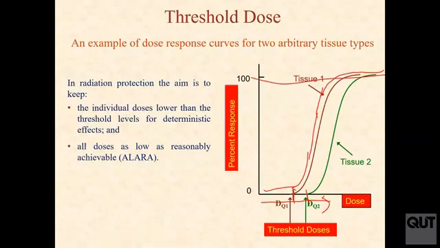Now this is tissue dependent, so we have, for example, here tissue 1 and tissue 2. Tissue 1 is more sensitive than tissue 2 in this case, so you can give tissue 2 a little bit more radiation. In this context, radiation protection aims to keep the doses below the threshold dose as much as possible.